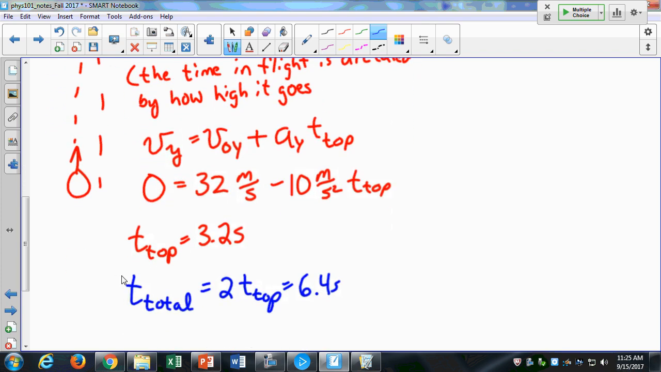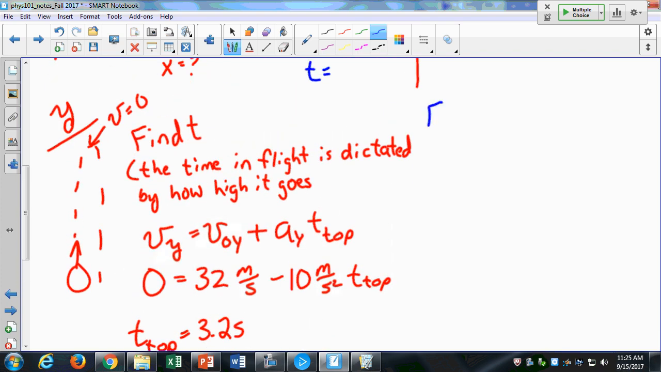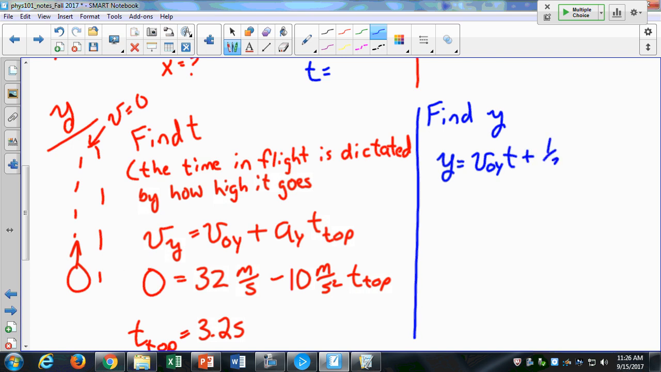All right, so now that we found the total time, we want to find Y. And we go back to our kinematics equations. The only tricky part here is using the right time. What time do we use here? The total time or the top time to find the maximum Y height? The top. Right? I want to use the T top here, because at that time, T top, that's when it's at its maximum Y height.